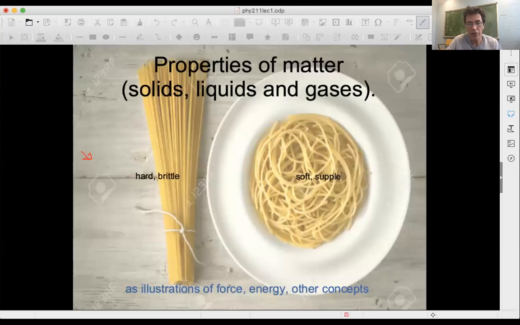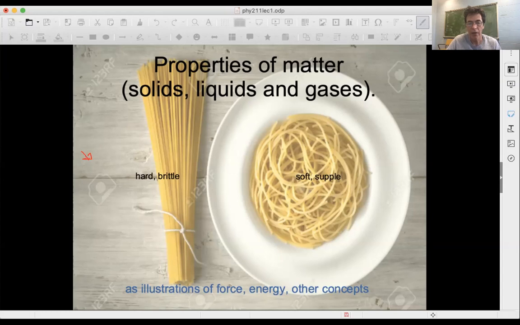The other thing we're going to do is talk a little bit towards the end of the semester about the nature of material, the properties of matter. So that'll include solids, liquids, and gases.